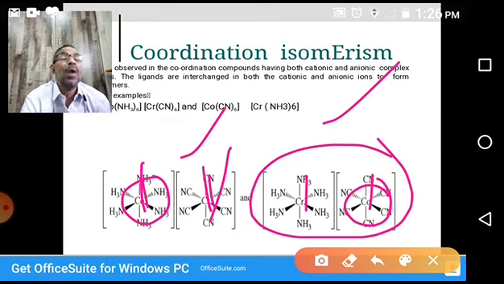So what is changing? Even though these two compounds have a similar molecular formula, the coordinating ligands are changing in these compounds. That's why isomerism exists. The difference in properties exists. So this is coordination isomerism.